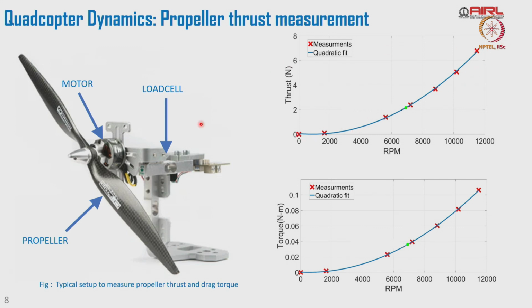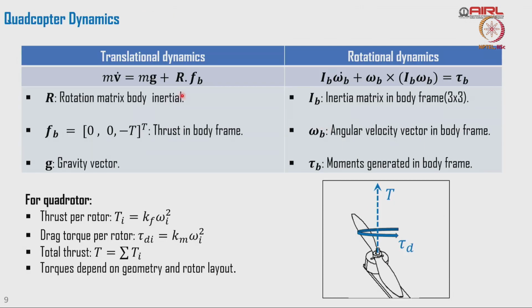Whatever blade element theory says, or whatever numerical calculation we can do for a specific propeller pitch, we can also use an experimental setup to collect the relationship between the thrust and rpm. We measure at specific rpm and we try a quadratic fit to understand the relationship between thrust and rpm, similarly for torque and rpm. Now, we get into the quadcopter dynamics.